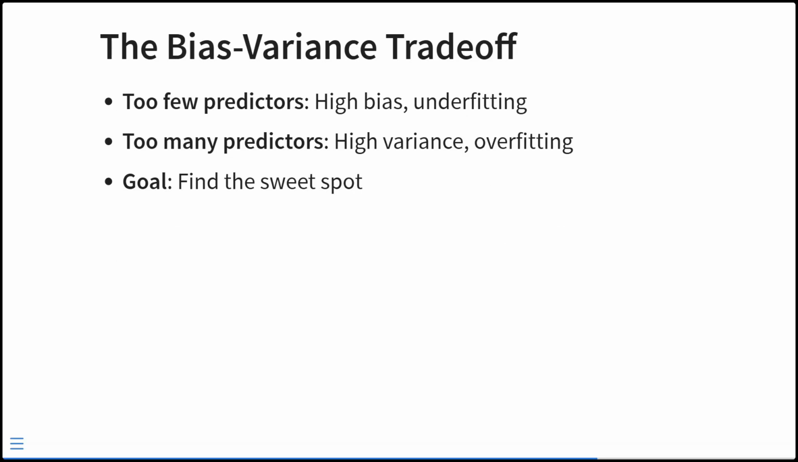So, the bias-variance trade-off. When you have too few predictors, you have high bias, so you have underfitting. When you have too many predictors, you have high variance, so you have overfitting. Your goal is to find the sweet spot, a model with enough predictors but moderate fitting.